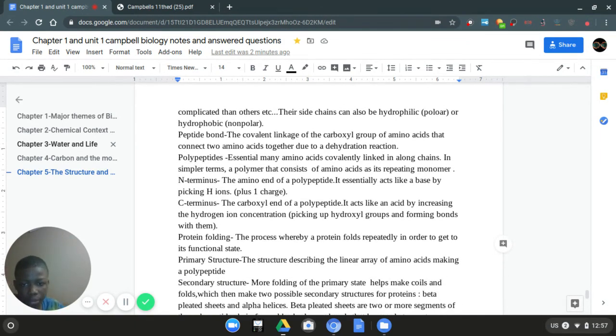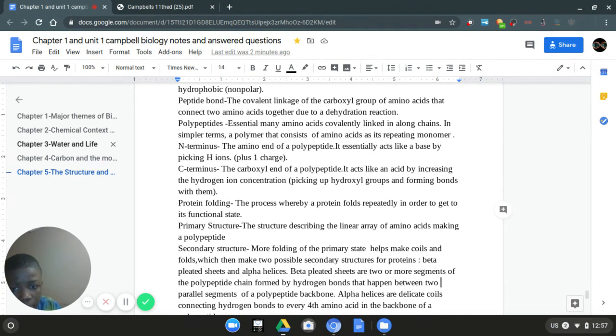So the primary structure is this linear array, like I said. Then the secondary structure is more folding from the primary state, and this helps make coils and folds. There are two types of secondary structures. There's beta pleated sheets, which are two or more segments from the polypeptide backbone chains.